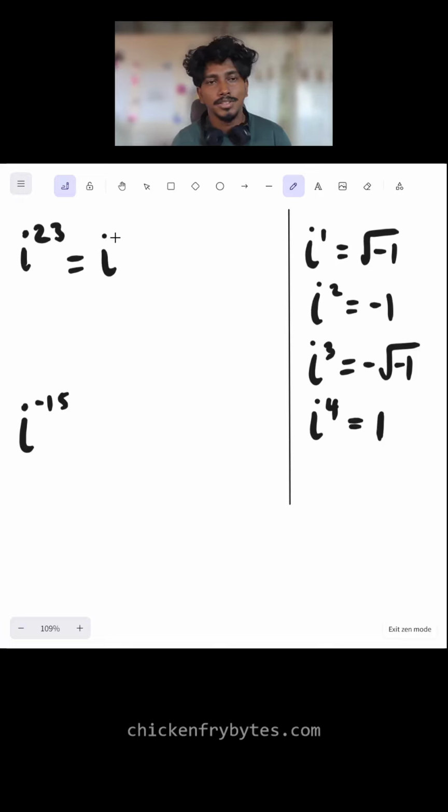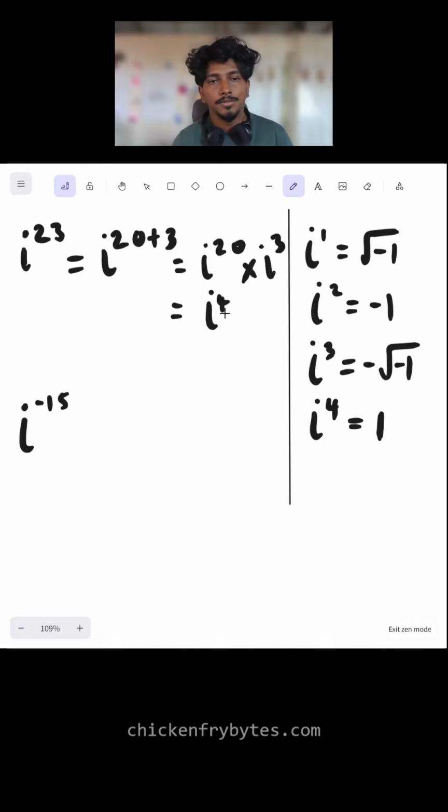So we can rewrite this as i to the power of 20 plus 3. Applying our laws of indices, we get i to the power of 20 times i to the power of 3. And we know i to the power of 20 is really i to the power of 4, all to the power of 5. Of course, we get times i cubed.